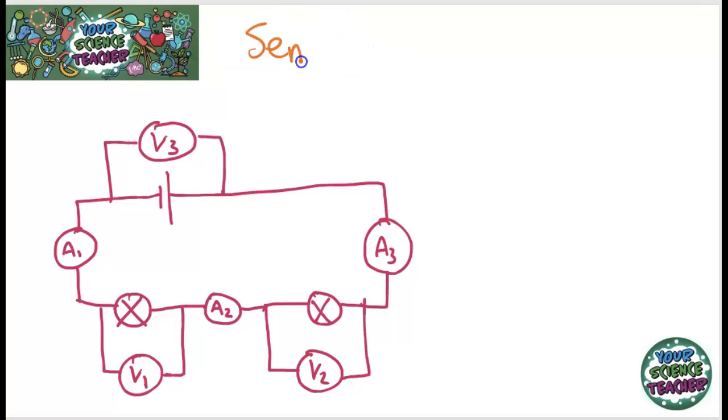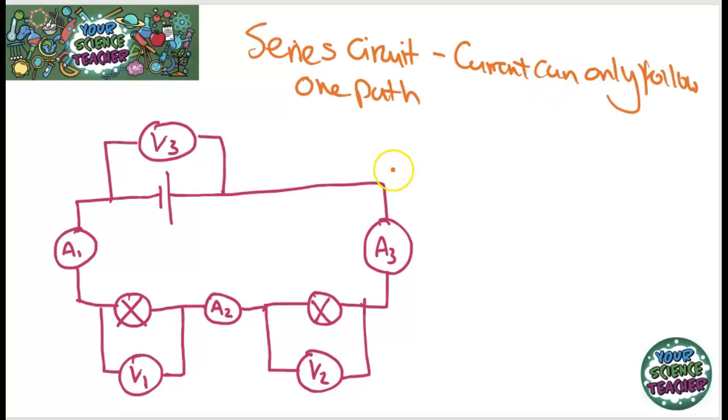Series circuit, there is only one path for the current to go. And there's some key things you need to know about series circuits. The first thing is the current is the same everywhere in a series circuit. So for example, if this ammeter was reading 2 amps, then this ammeter here would also read 2 amps, and this ammeter here would also read 2 amps.